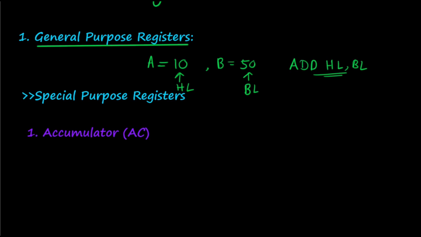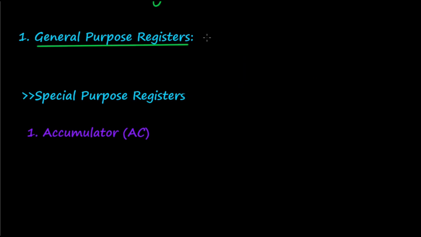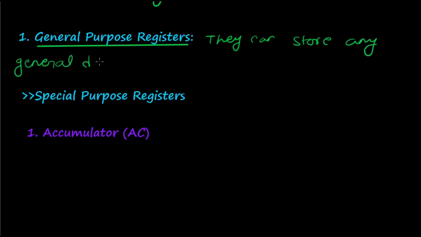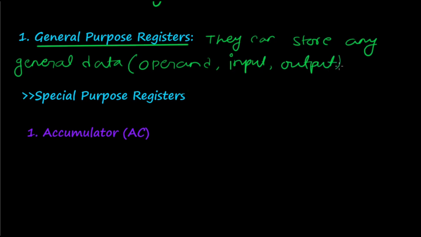So what can we write about general purpose registers? We can write that they can store any general data. That can be some operand, like in our case A and B, the two numbers. That can be some input; of course A and B were inputs. That can be some output as well. So you can store the sum in any general purpose register. That is also possible. This is what general purpose registers are mostly used for.